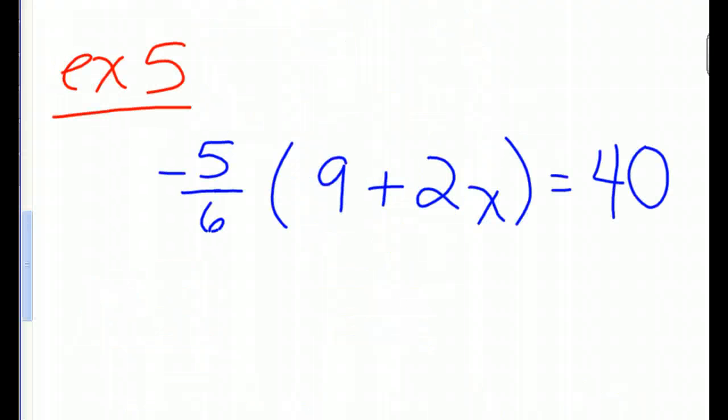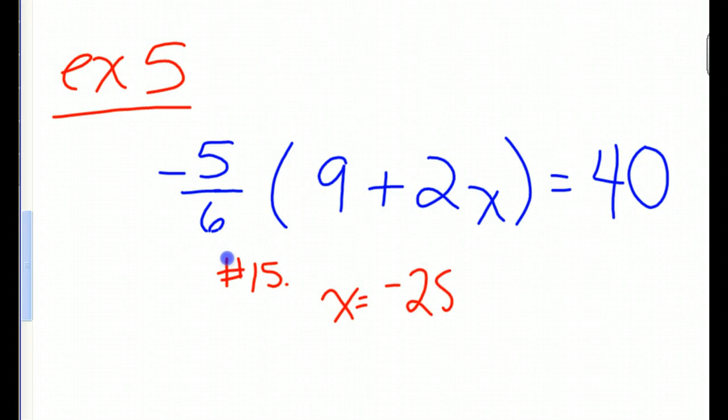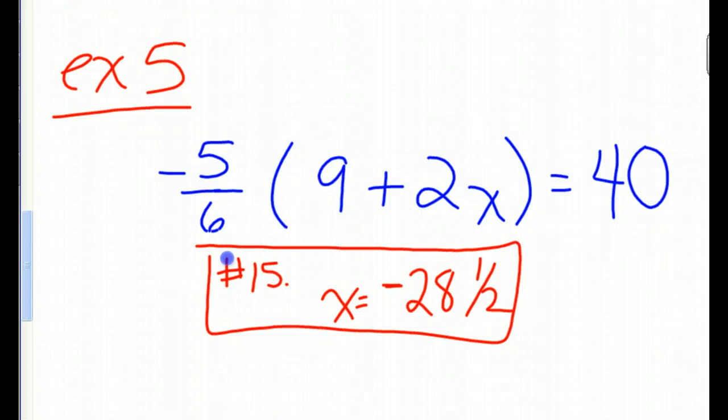All right, example number 5. This is just like number 15 on tonight's worksheet. We are giving you the answer to this. This is x equals negative 28 and 1/2. The reason we're doing this is because we've shown you how to work with fractions. I don't want to put you guys in way over your head, but I want you to be able to do the puzzle. So for number 15, make a little note, x equals negative 28.5.